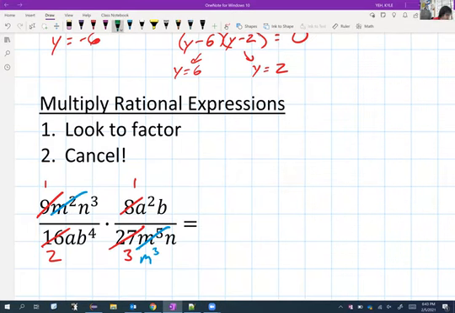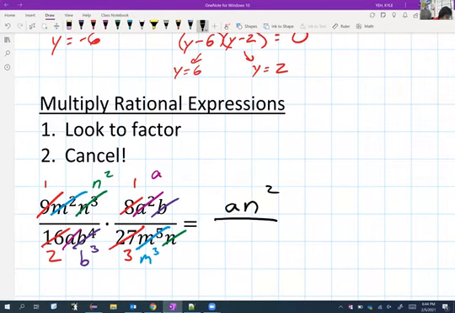I'll go green, n cubed over n. We have 3 on top, 1 on bottom, so we will end up with n squared on top. And then now let's go to the a's. a squared over a. Get rid of one of the a's on top and bottom. That leaves us with 1a on top. And then the b's, there's 1 b on top. There are 4 b's on bottom. We'll make that b cubed on bottom. So final answer, multiply straight across. 1 times 1 is 1. a n squared over 2 times 3 on bottom, which is 6.